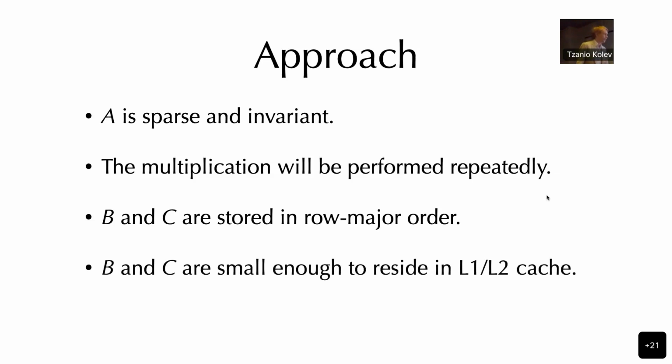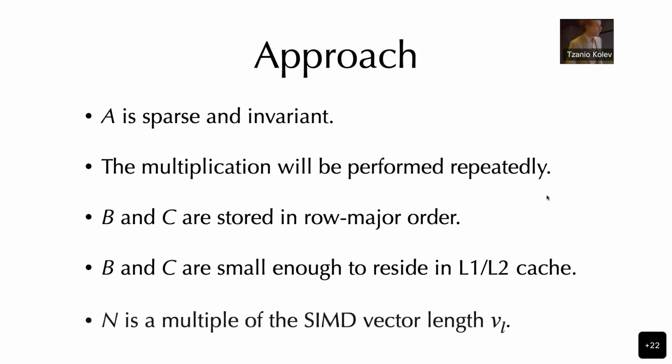Second, and this is a little bit more controversial as a requirement, the matrices B and C are small enough, that is to say, the number of columns in B and C, or the n dimension of the matrix, is sufficiently small such that they can reside comfortably in the L1 or L2 cache of a core. The final requirement we're going to make is that the number of columns in B and C is a multiple of the SIMD vector length, which I'm going to denote by VL.